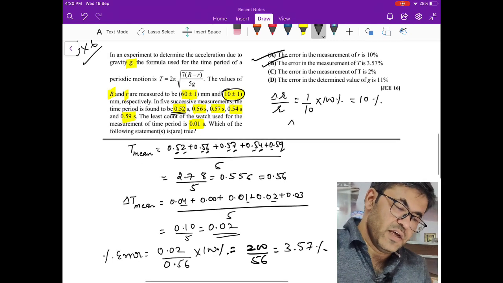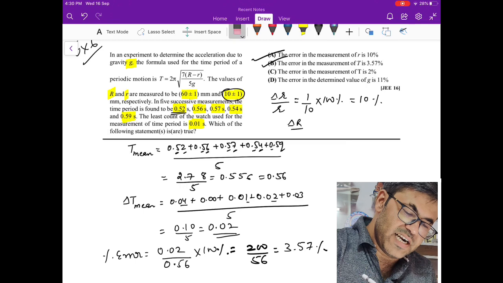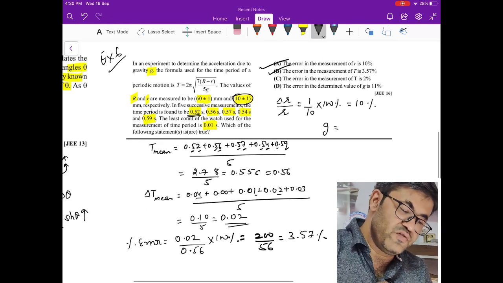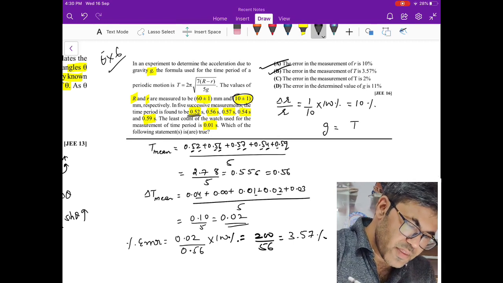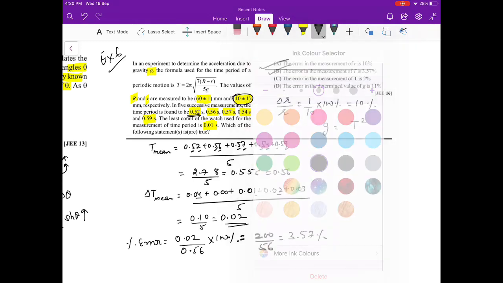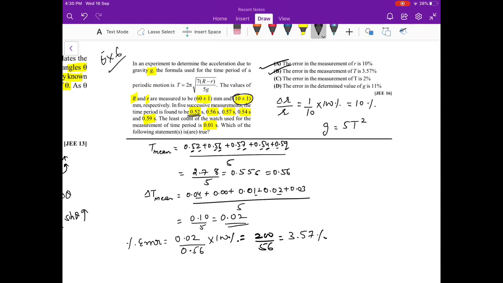And similarly, if I make out this delta r by r, or let's say don't make it out, let me check what we have to do first. Now the value of g, so what I can say, g would be t square, and this would be 5, okay. So 5t square, and we have to do invert, and g was in division, so do it carefully. So g would be, if I do this, 4 pi square 7 times R minus r upon 5 t square.